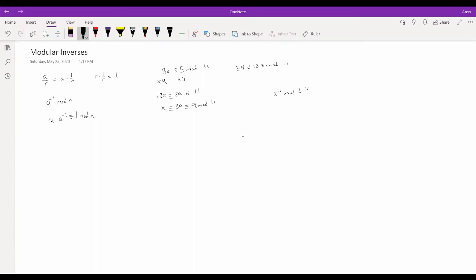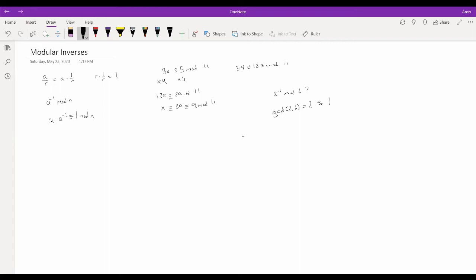And that's exactly true. 2 in mod 6 does not have any modular inverse. Specifically, it doesn't have an inverse because the greatest common divisor of 2 and 6 is 2 and not 1. So this comes to an important concept: the modular inverse of something exists only if the greatest common divisor of the number and the mod is 1.